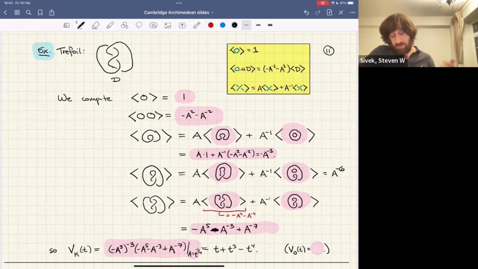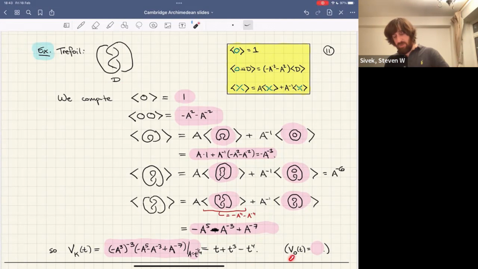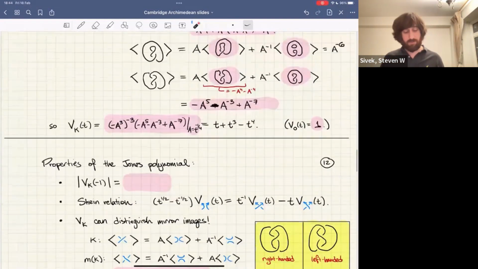So this is an invariant you could actually compute by hand, although anything more complicated gets time consuming very quickly, it grows exponentially. And by the way, for just a simple unknot, we're going to get 1. So we have another proof that the trefoil and the unknot are different because they've got different Jones polynomials.